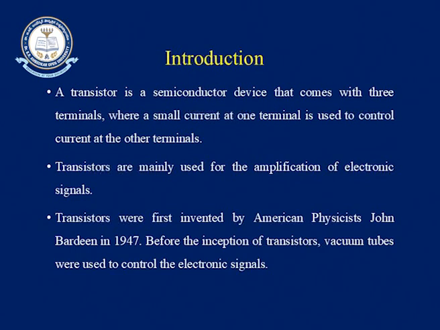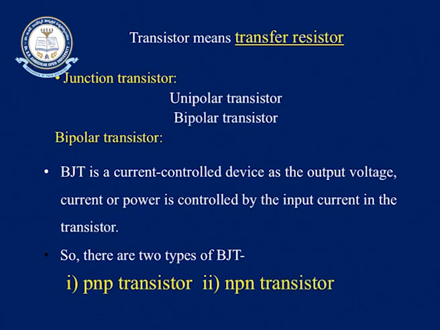Before the transistor, which one did we use? Before the transistor we used vacuum tubes. These transistors are used for controlling electrical signals. What is the full form of transistor? Transfer resistor, meaning the resistance value is transferred from the input side to the output side.